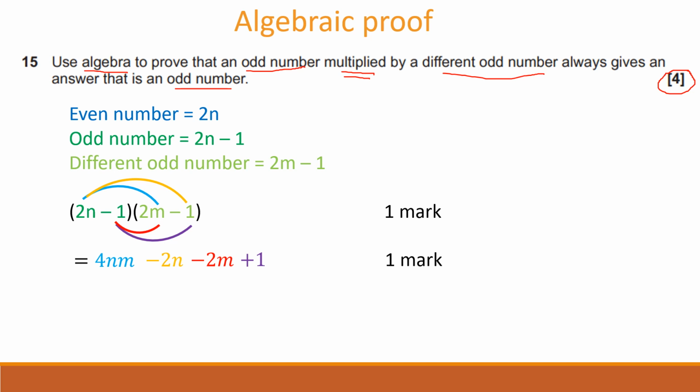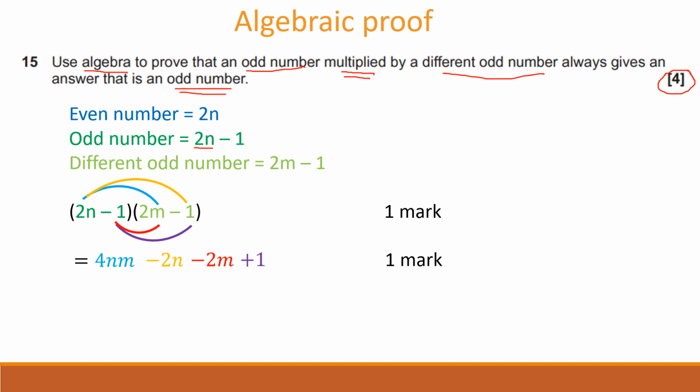I now need to look at this answer, and I've got to try and work out why this answer is an odd number. Because it says if you multiply an odd number by a different odd number, the answer is always odd. How do we know this expression is always odd? So we know the definition of an odd number is 2 times any number, and if I take away 1 or add 1 to that number, the answer will be odd. So the key bit is it's 2 lots of n first.